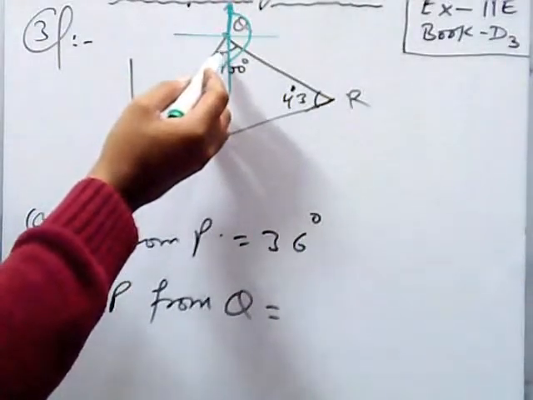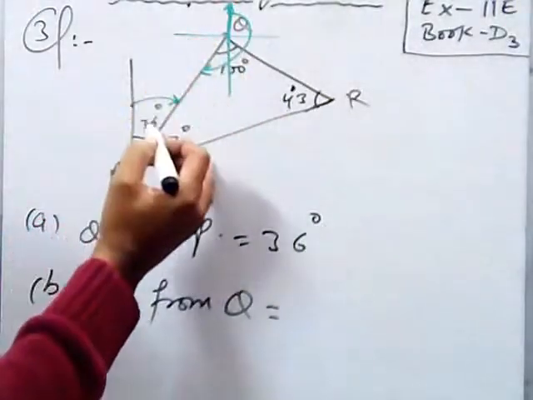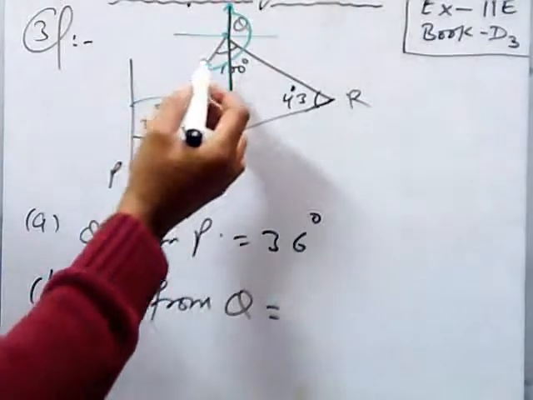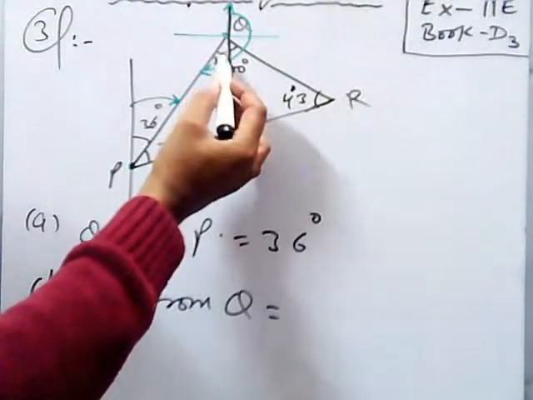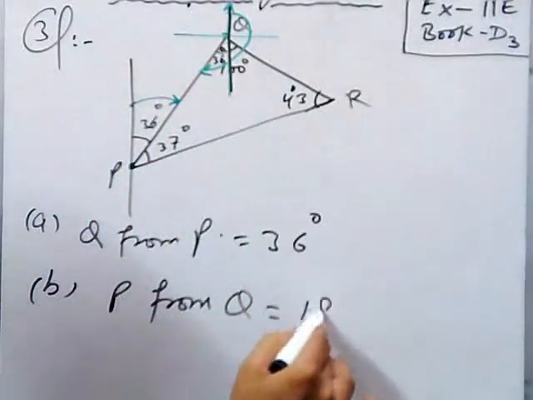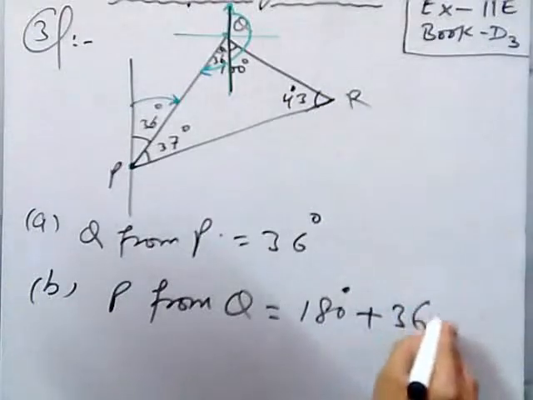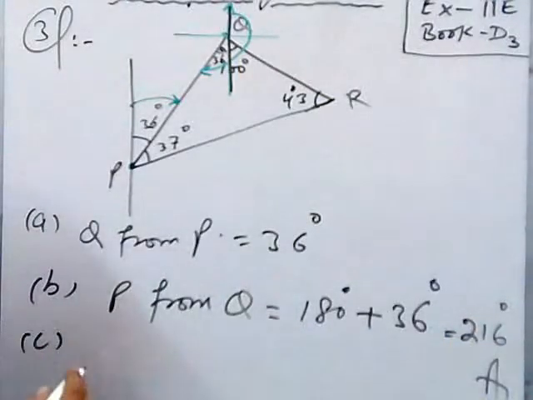So how could I know the value of this angle? In the previous question we discussed the corresponding angles, vertical angles, and adjacent angles. So this is the alternate angle, because by the same methodology, if I draw the diagram here like this, this angle is equal to the alternate angle, that is your 36. So that will also be equal to 36 degrees. Due to the alternate angle property, P from Q is equal to 180 plus 36, that is equal to 216, your answer.